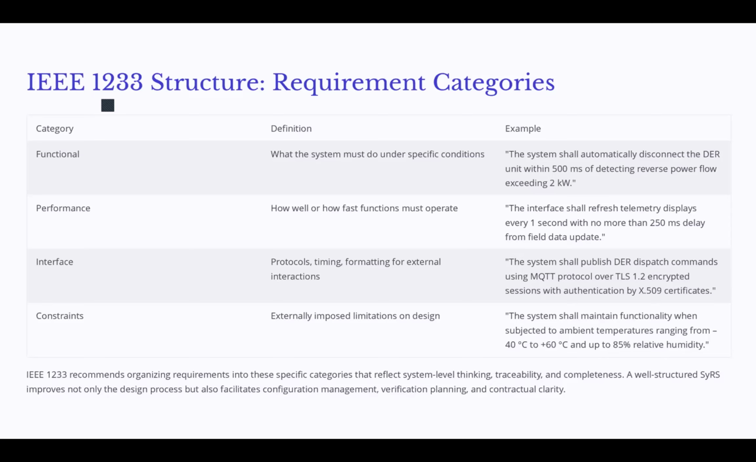The next category is the constraints requirement. The constraint requirements answer the question of what external rules or limitations apply to our system and our design. For example, we could say the system shall maintain functionality when subjected to ambient temperature ranging from -40 degrees Celsius to 60 degrees Celsius and up to 85% relative humidity. So we are defining a condition to show that our design would meet the expectations based on all the previous requirements that we defined, if the ambient condition is what we define in the constraint requirement.